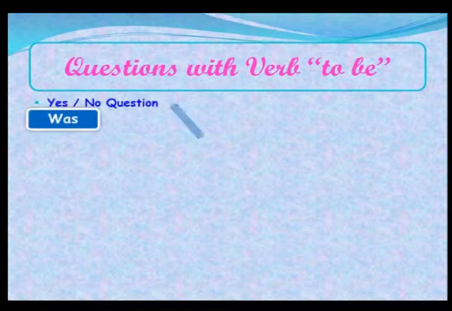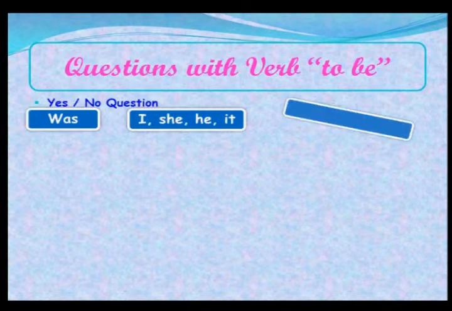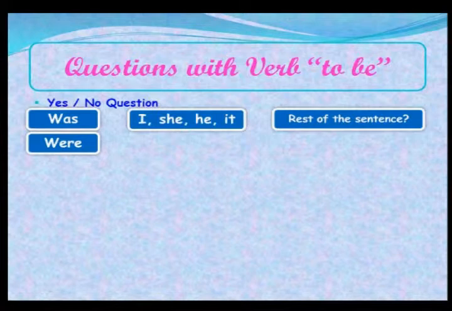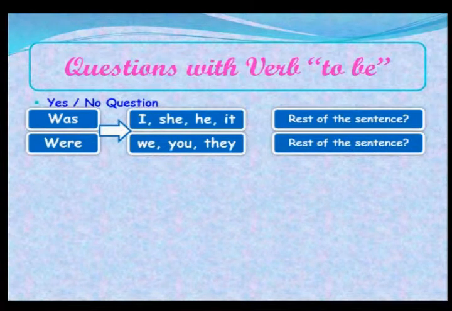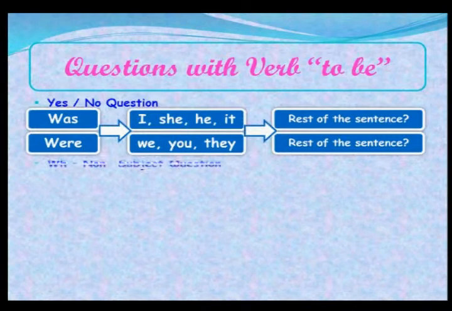Questions with the verb to be. So for questions, there are two types. One is the yes/no question with a short answer. For example, you see was, I, she, he, it, and the rest of the sentence. Then were, we, you, they, and the rest of the sentence, question mark. This we call a yes/no question, and if you want to answer, just say yes, I was, or no, I wasn't.